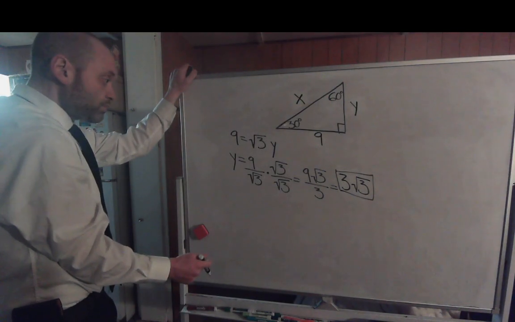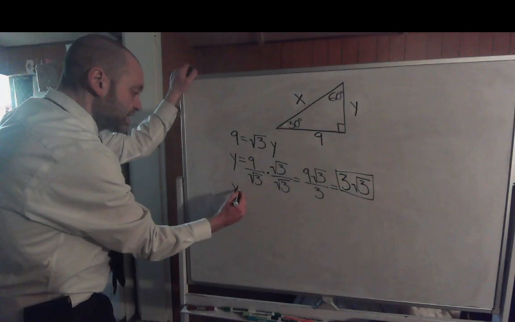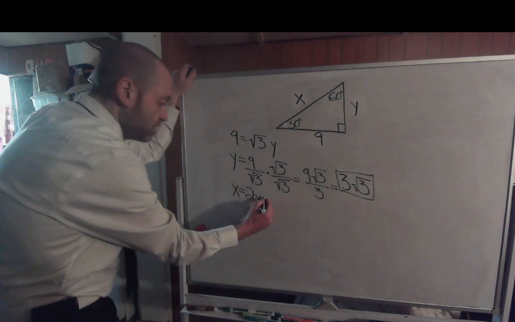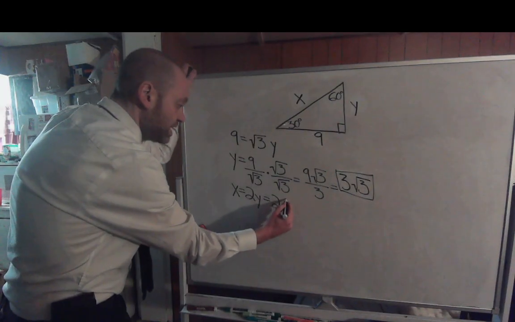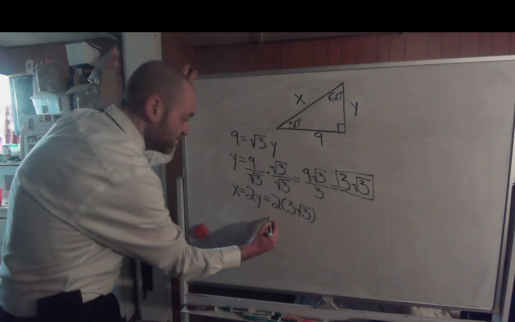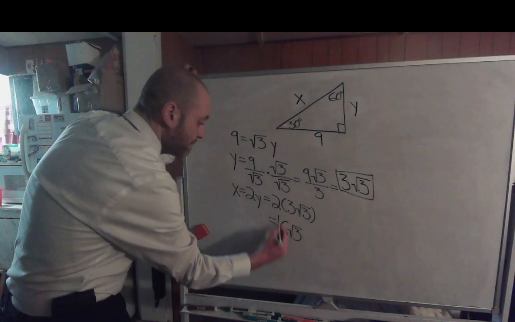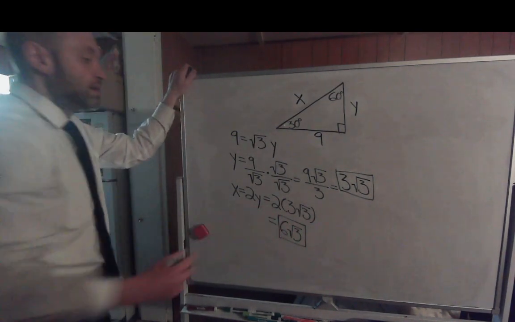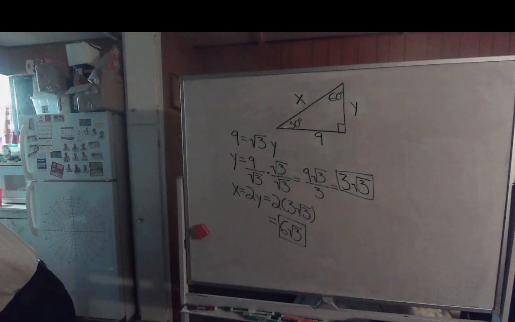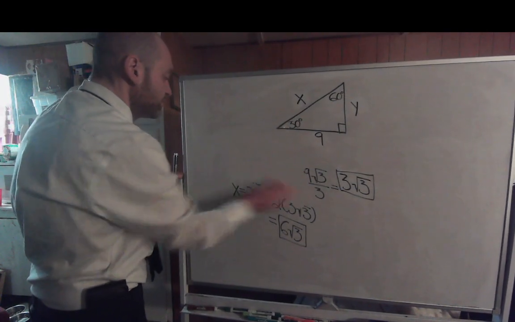Now, y was your shorter leg, so that means x would equal twice your shorter leg, right? Which in this case would be 2 times 3 times the square root of 3, which means your hypotenuse has a length of 6 times the square root of 3. So there's that one. I got one more. Kind of like this, but a little bit different.